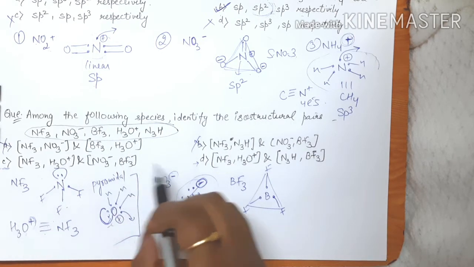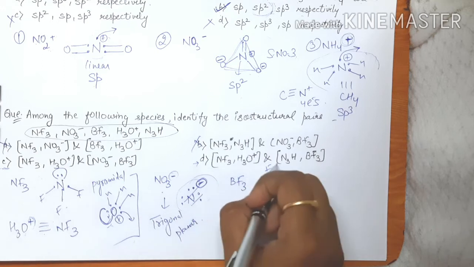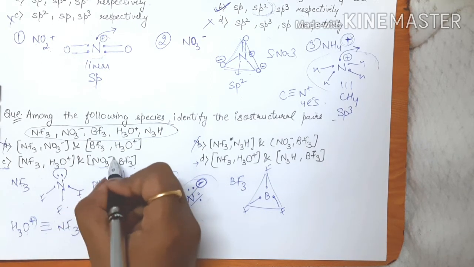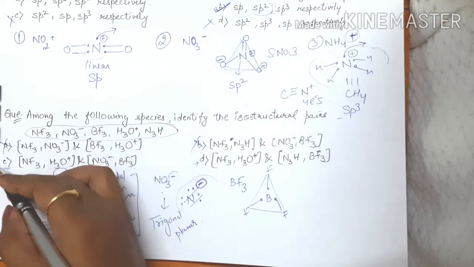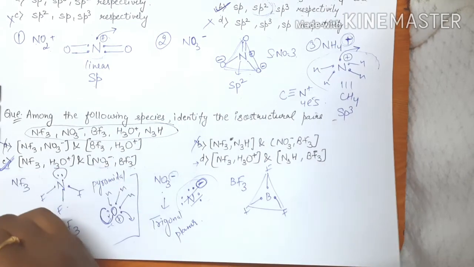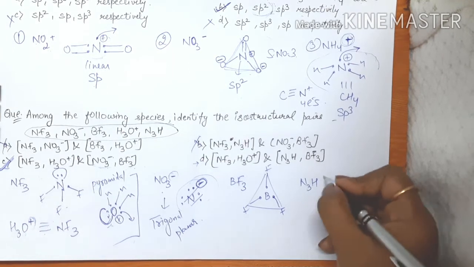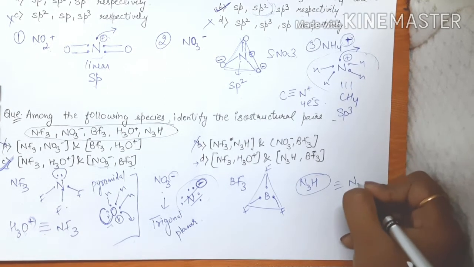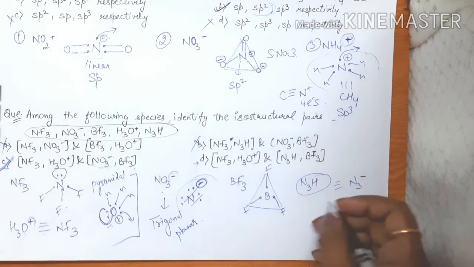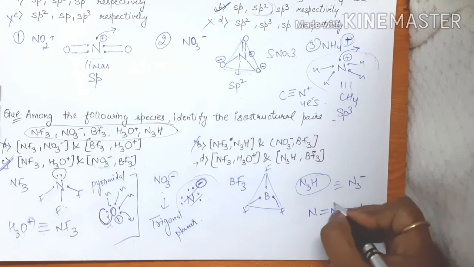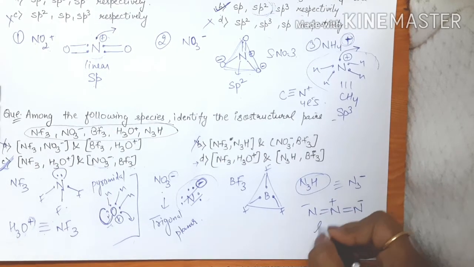So out of these two options, this one is having NO3 negative and BF3. So definitely correct option is option C, but we'll look for the structure of N3H also. N3H is nothing but N3 negative. We know the structure of N3 negative is linear like this. This we have discussed earlier also. It is linear.